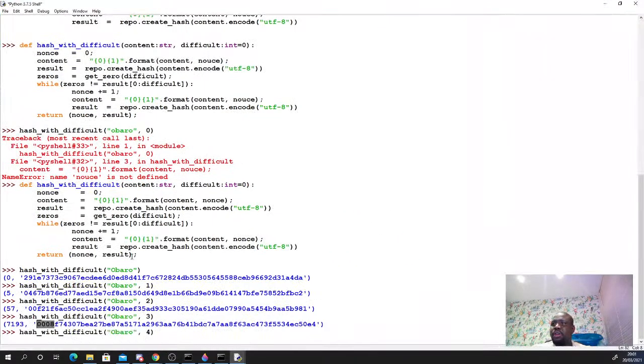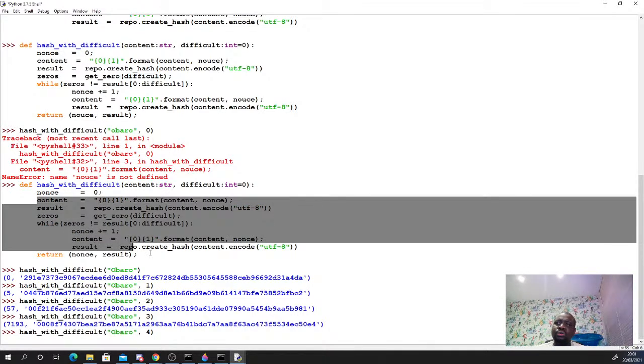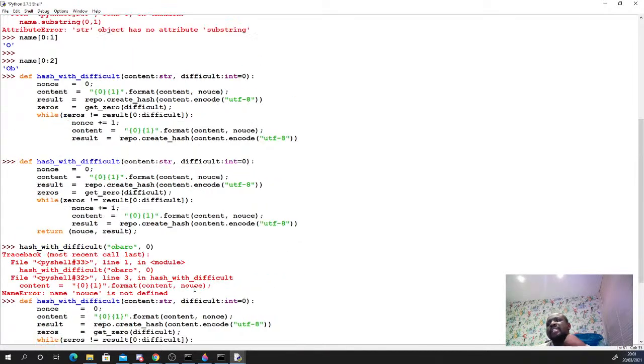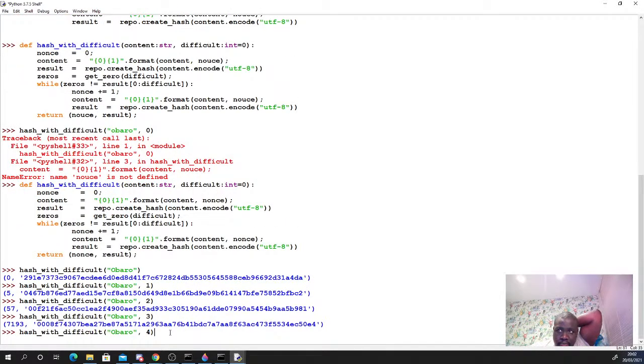So you see, 3 was even faster. As much as we go to 4 zeros, it becomes harder for this function to find. So it will go through millions. I believe it's going to find it, it's just going to take time. He's going to find it, but it's going to take him time. So this is exactly what they call mining. It will take you time to find it. This is exactly what mining is, and this is what blockchain is.